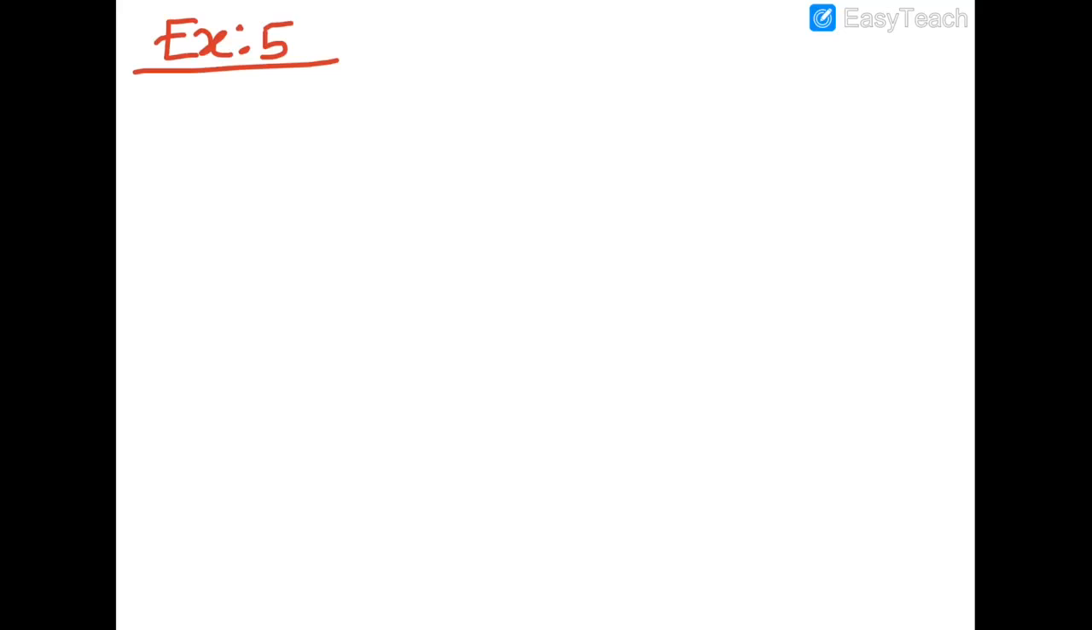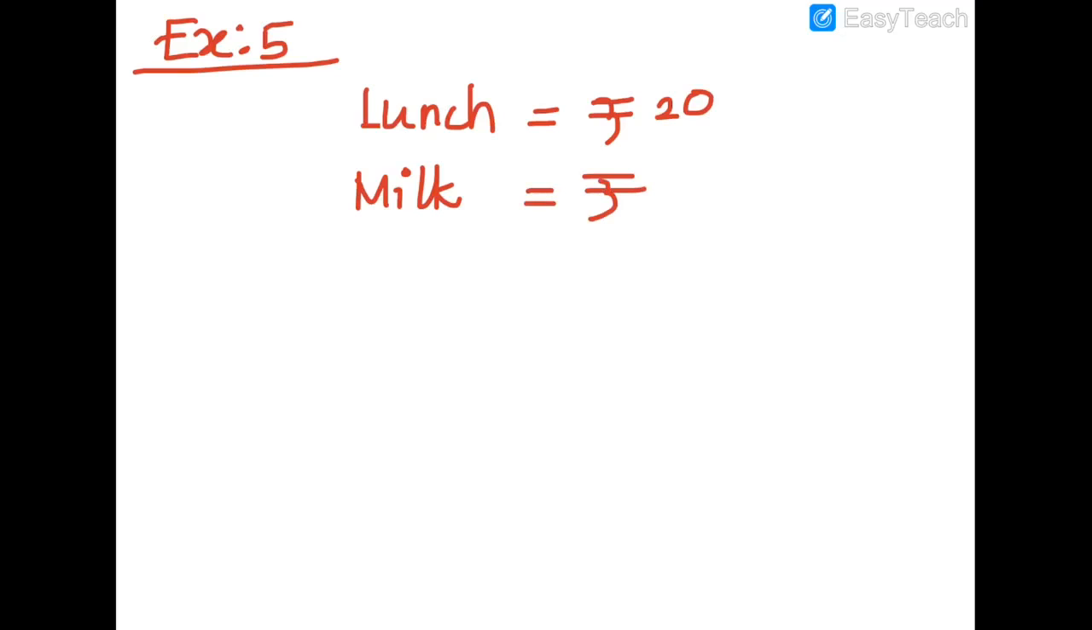First, the school canteen charges for lunch. So for lunch, how much rupees? 20 rupees we have to pay. And for milk, how much do they spend? 4 rupees. So how much money do you spend in 5 days on these things? Either I can calculate for lunch how much for 5 days, and for milk how much for 5 days.